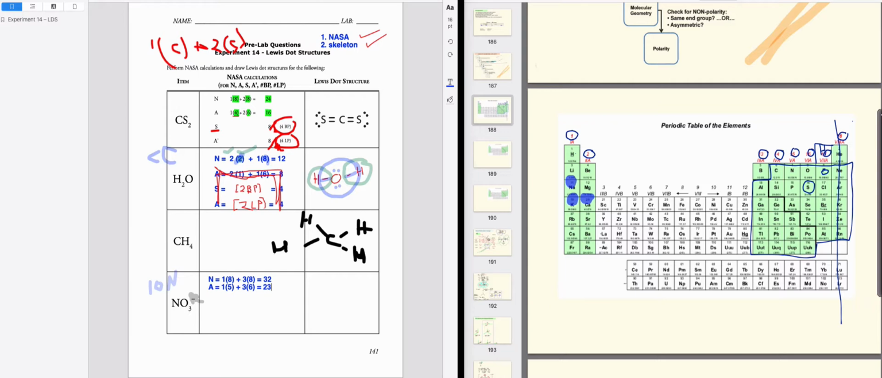So what's wrong with this picture? Here's a clue that you're in trouble, at least in an intro class: this should never be odd, because things pair up. As an aside, when there's an odd number there, that's called a radical. A radical is very reactive. Those are the things that cause cancer and stuff like that in your body.